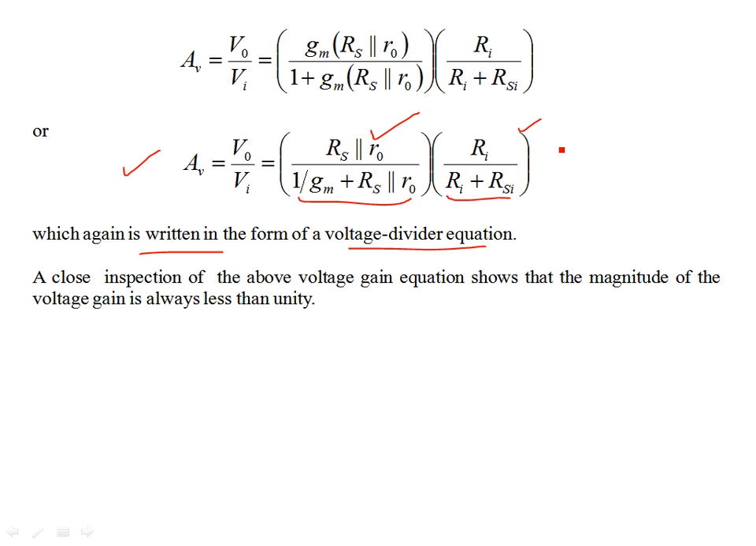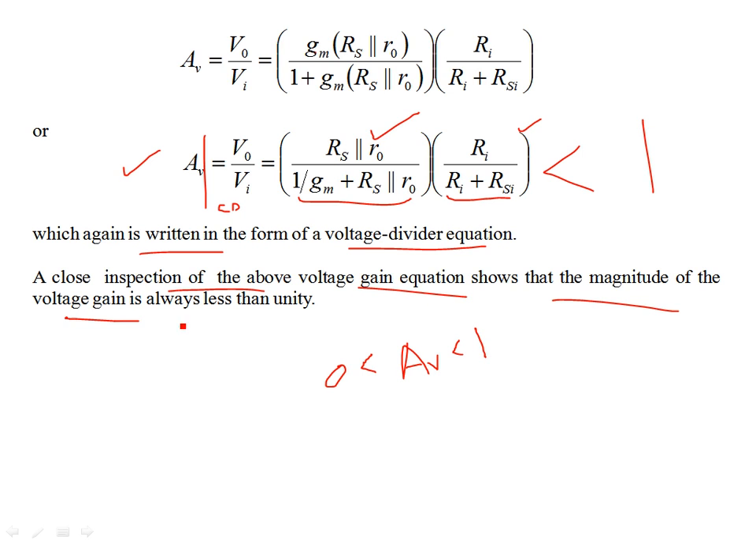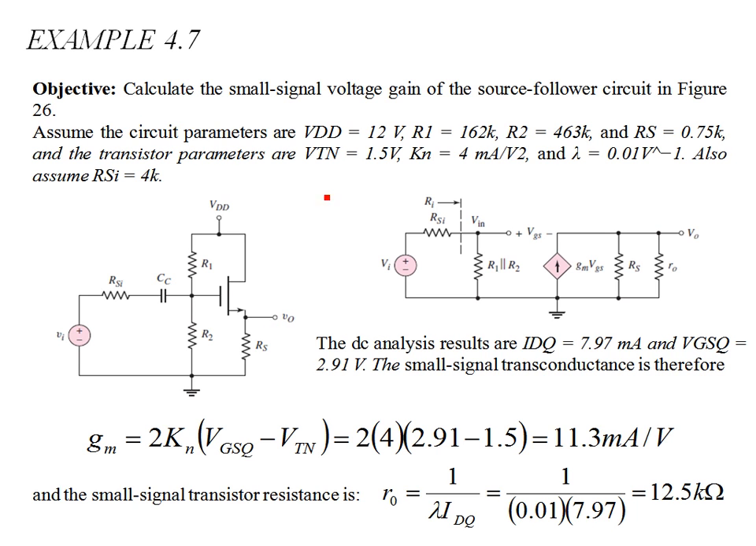So that means my voltage gain for the common drain configuration, CD or source follower, is always positive but less than unity. So I can say my voltage gain of a common drain amplifier is going to be between 0 and 1. It's always between 0 and 1. It's a positive quantity but less than unity. So the closed expression of the above voltage gain equation shows that the magnitude of the voltage gain is always less than unity. Let's take one example.